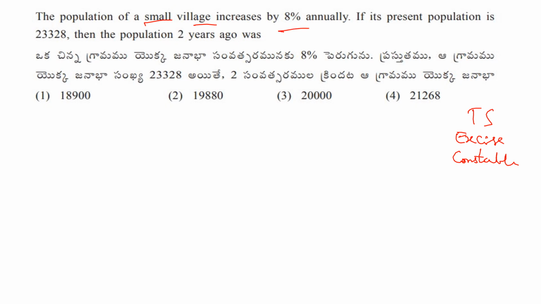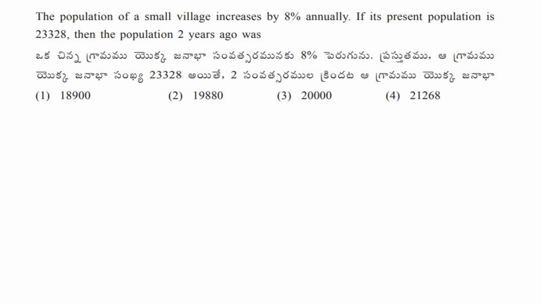The population of a small village increased by 8% annually. Annually means every year, right? Every year, the population of the village increases by 8%. If its present population is this value, then the population 2 years ago. Okay, they are asking 2 years ago.